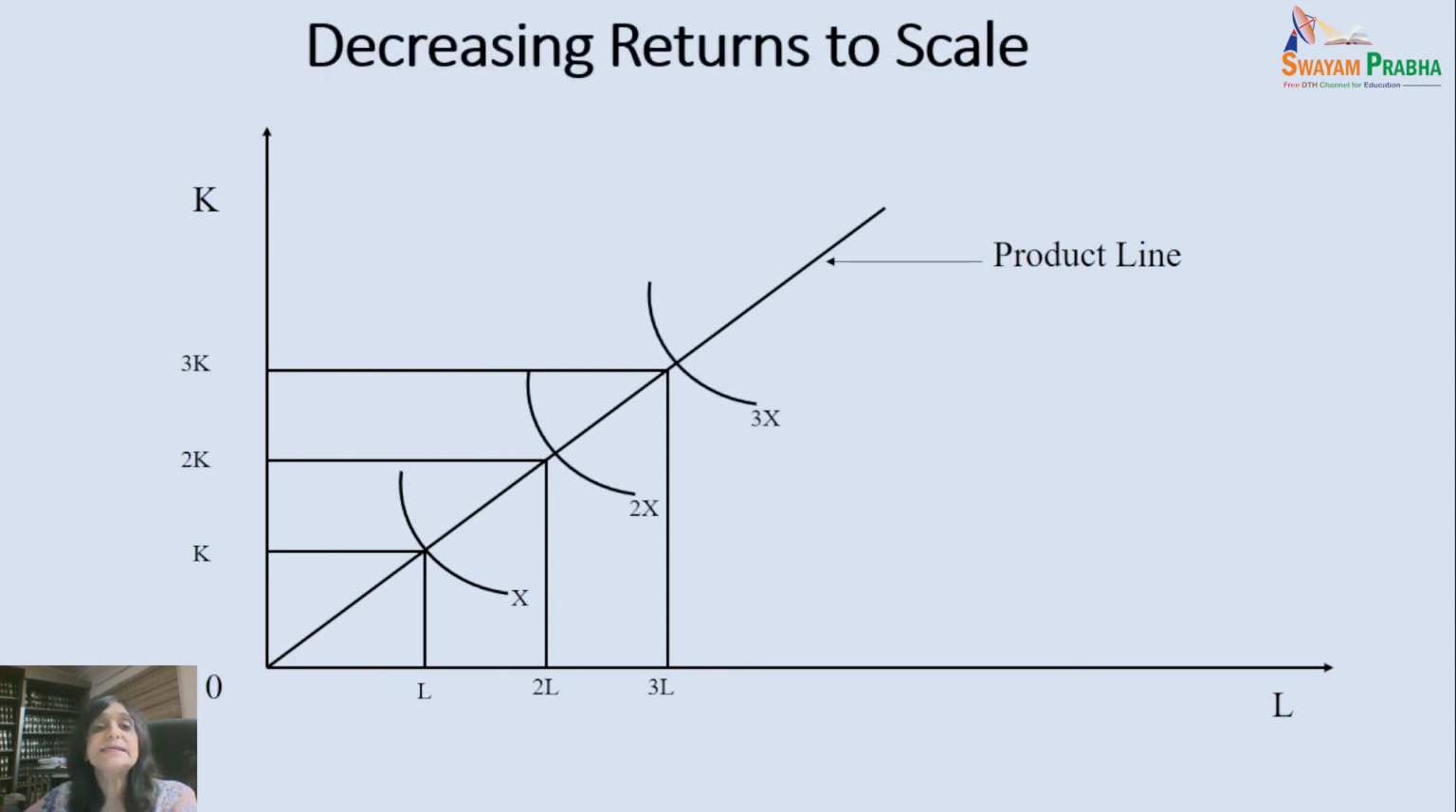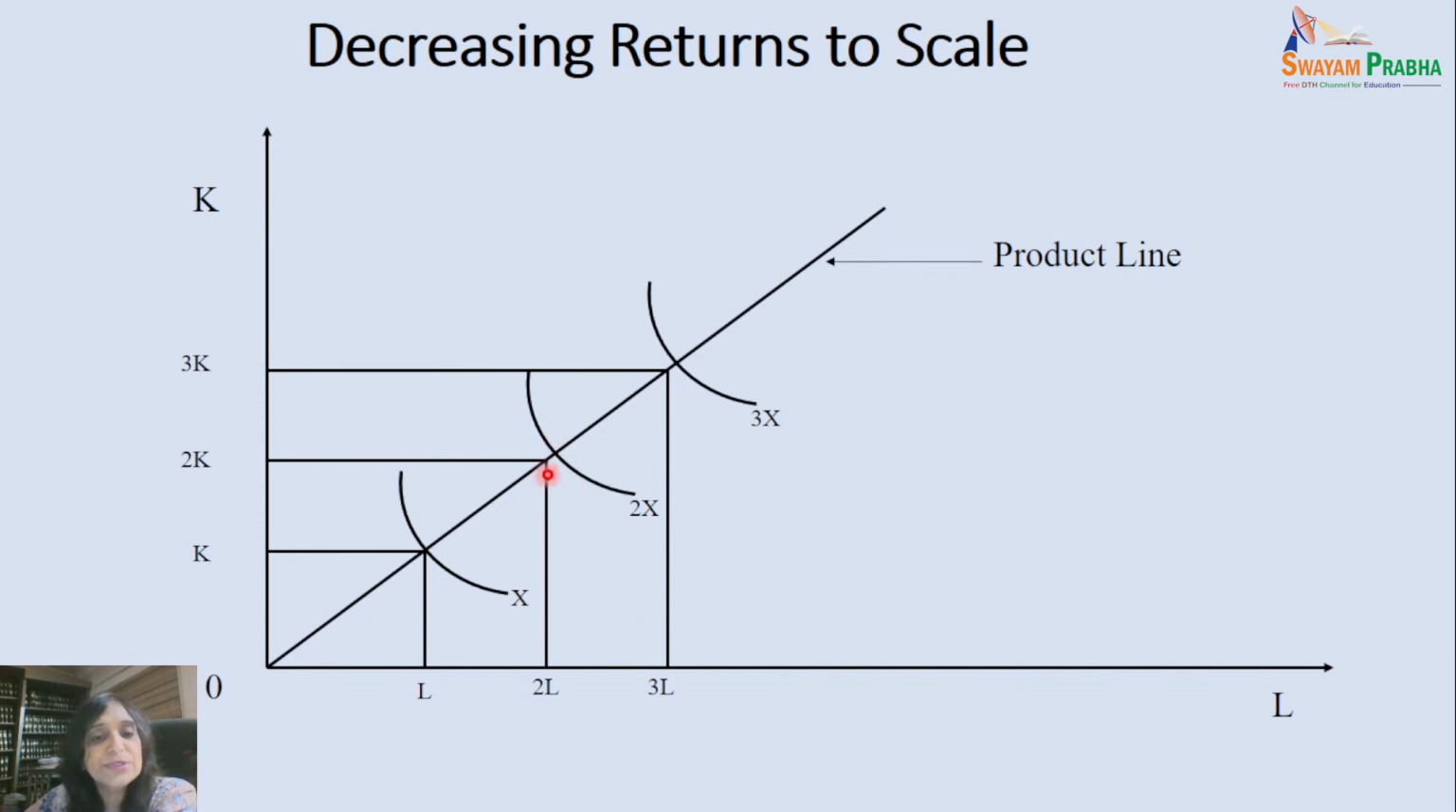Let us see decreasing returns to scale. What is happening here? You are initially at x. You double your inputs, labor and capital both. But where is the output? Output is below the 2x. 2x represented what? 2x represented double the amount of output.